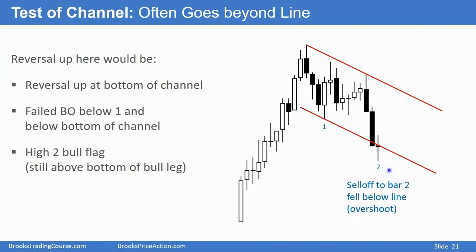Possibly a big high 2 bull flag, 2 legs down, 1 pullback 2. So if we get a reversal up here, that would be a high 2 bull flag. This would simply be an overshoot, a failed breakout below the bottom of the channel.